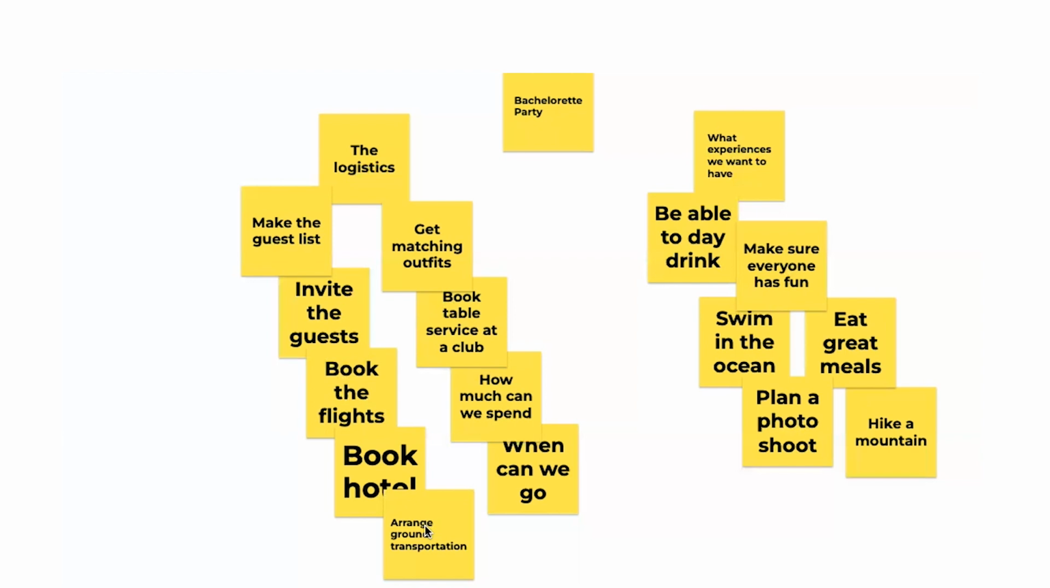handled. On the other half, you've got what are the experiences we want to have while we're on this bachelorette party, and it becomes down to really simple fun things like be able to day drink, make sure everyone has fun, swim in the ocean, eat great meals, plan a photo shoot, hike a mountain. Well, once you've got those 2 things figured out, planning, organizing, coordinating, and communicating the party gets way more simple.